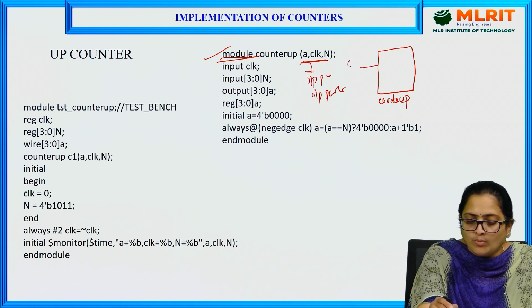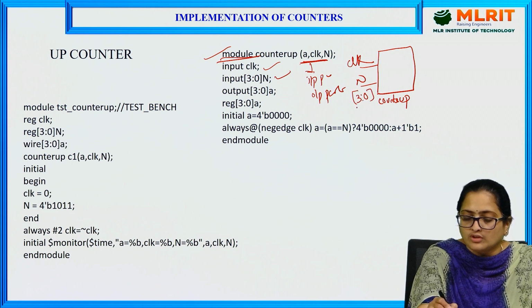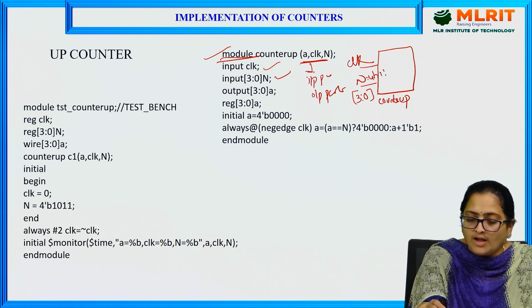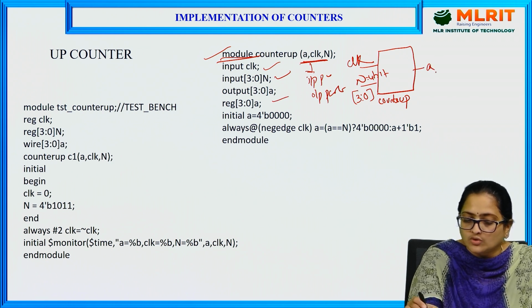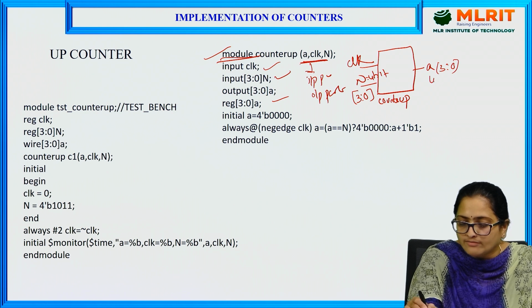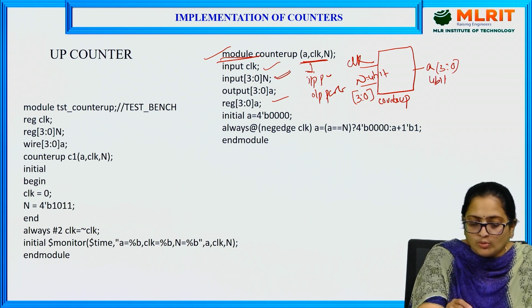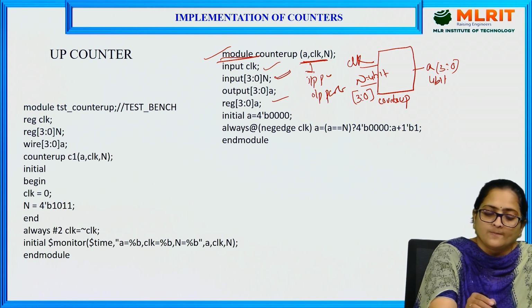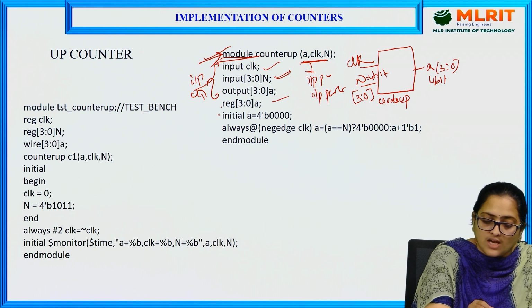So, the input port is clock, and N is also an input port with a vector representation of 3 to 0. That is a 4-bit value we are considering. And output is stored with A, and it is also taken as an array as a 4-bit value. So, clock, CLK and N are the input ports, A is the output port. So, this represents a starting of the program, and this represents the declaration of inputs and outputs. Now, your statement starts from here.